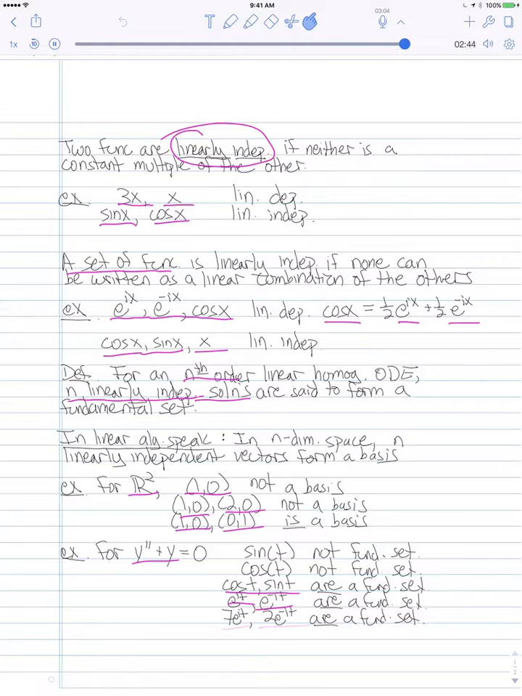And we can go on like this. 7e to the it and 2e to the minus it, those form a fundamental set. Right? So just like there's lots of different choices you might make for a basis in linear algebra, there are lots of different choices you can make for a fundamental set of solutions to a linear homogeneous differential equation.